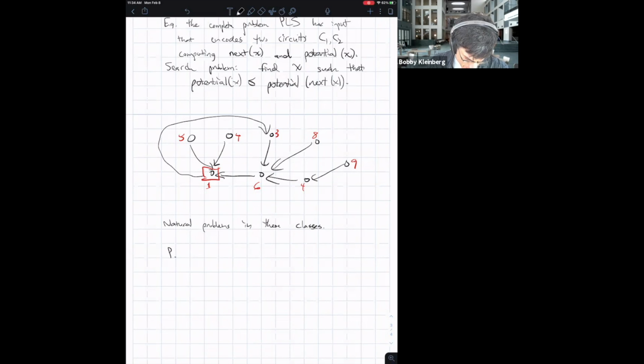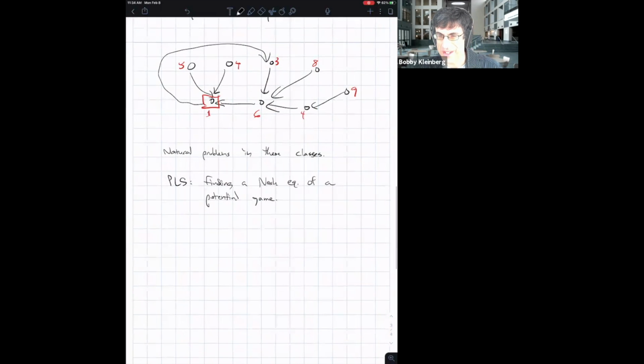So for example, PLS is the complexity class of finding a Nash equilibrium of a potential game. If you don't know the terms potential game or Nash equilibrium, don't worry. I'm not going to be using that in this talk. I just wanted to give you examples of mathematically natural problems that belong to these classes.